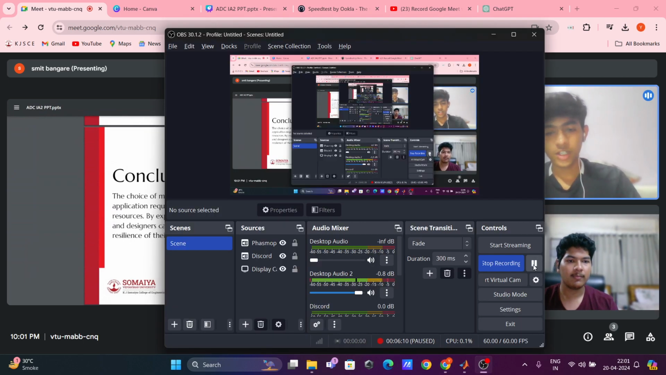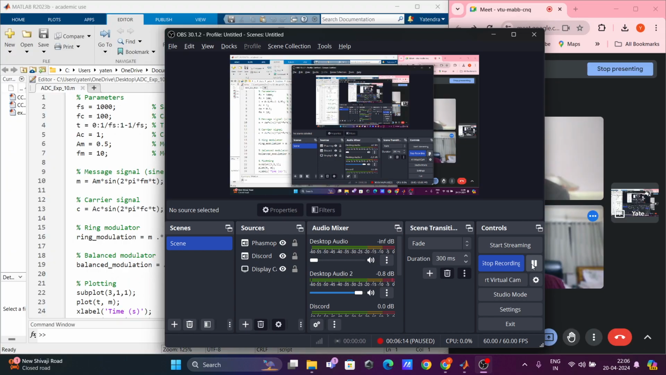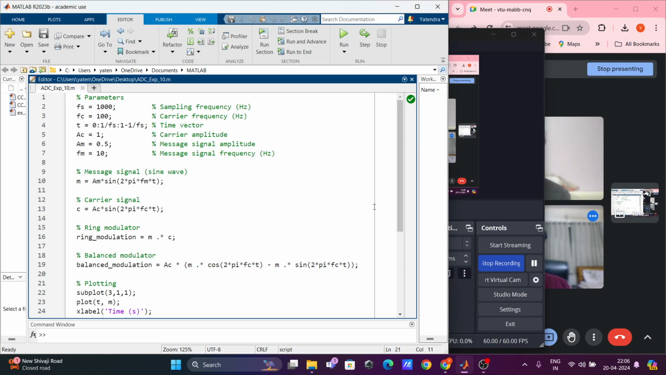Now we would like to show you the code and the output. All right, so let's break down the MATLAB code for DSBSC generation step by step.